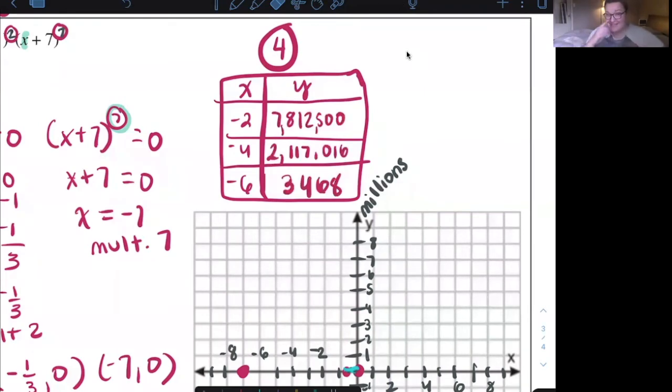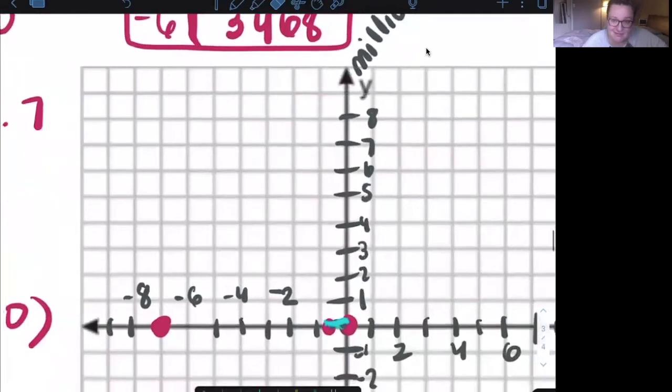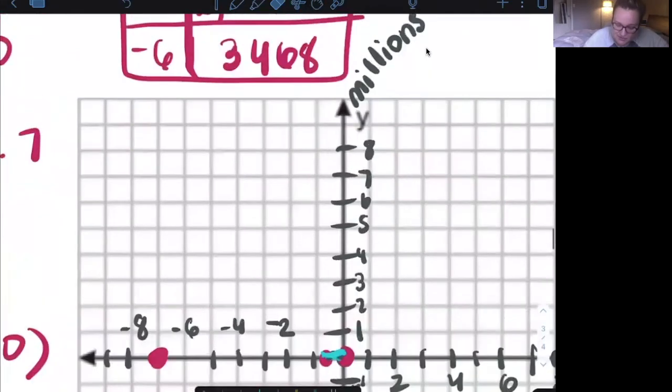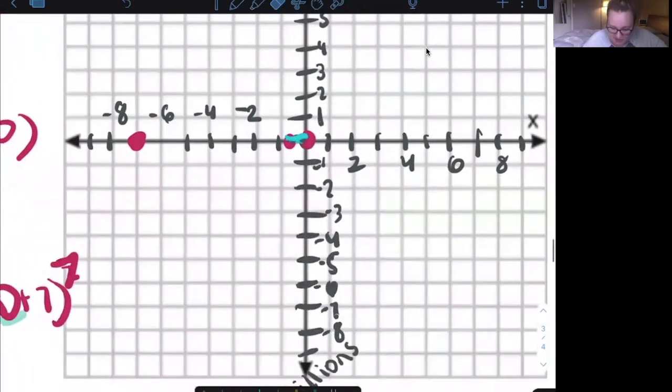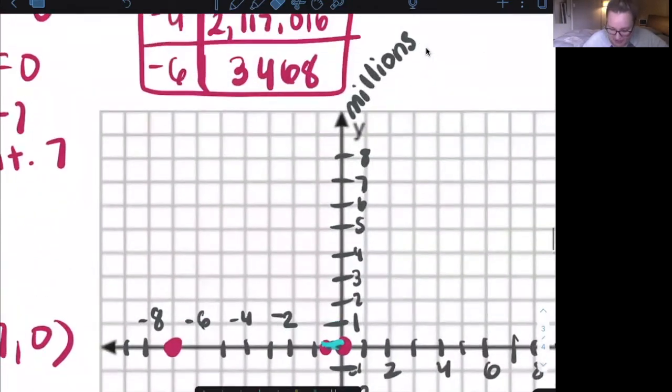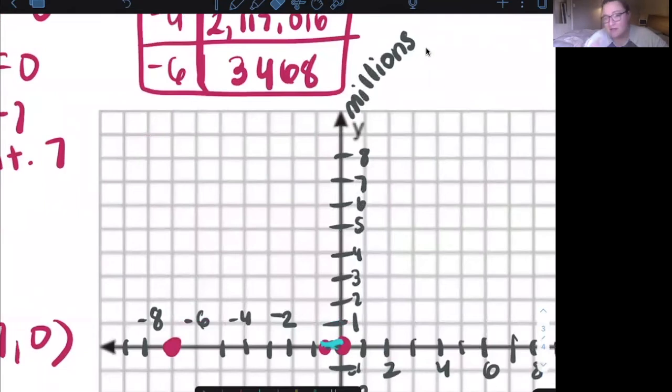So I got 7.8 million when I plugged in -2. I got 2.1 million when I plugged in -4. I got 3,468 when I plugged in -6. So we got some crazy big numbers. So what I recommend we do is that we count by millions on the y-axis. So I just wrote 1, 2, 3, 4 all the way through 8, but I added millions by my y-axis on the positive and the negative side, just so I can tell the reader of my graph I'm counting by millions, even though it looks like I'm counting by 1.